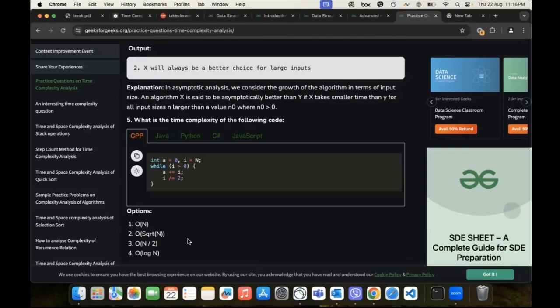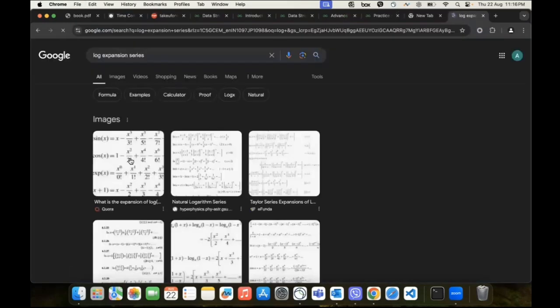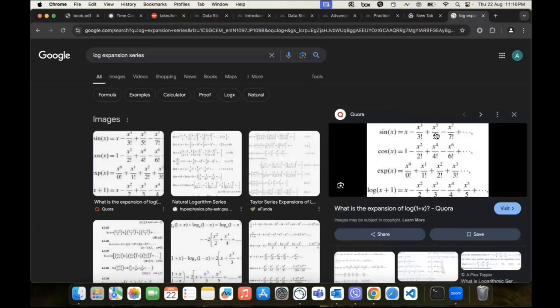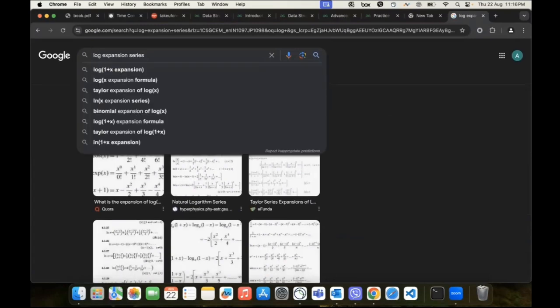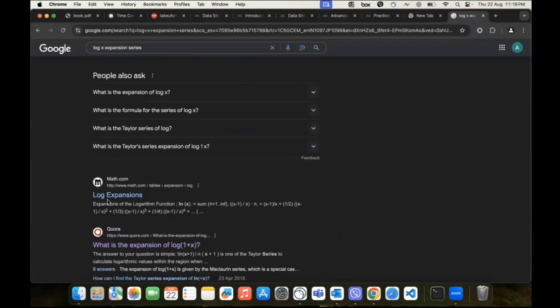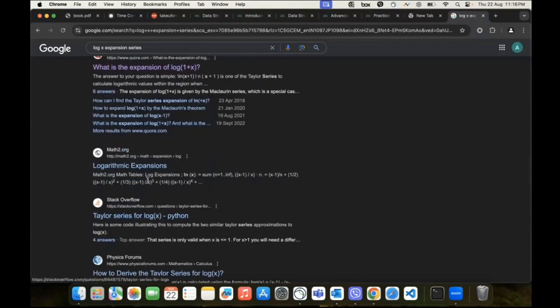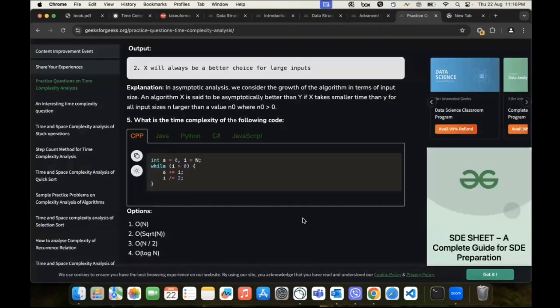It's square root of n. No, logarithm. In the logarithm series, it will get like, I'll show the log series functions. So every time it is getting half. Yeah, correct. 1 by 2, 1 by 4, 1 by 8. So it is log n, no?